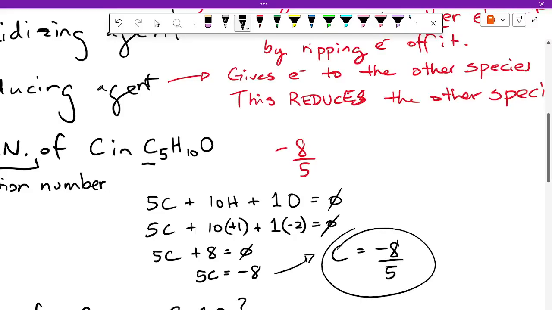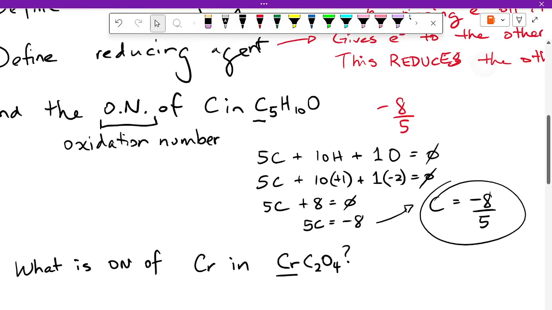Okay, excellent. What is the oxidation number of chromium in CrC2O4? Anyone having any difficulties with that one? Because maybe we're like, I don't know the oxidation number of carbon. How am I supposed to find chromium if I don't know carbon? Okay. Here's the trick. You don't need to know the oxidation number of carbon, because do you know the charge of C2O4? Yes, it is what?